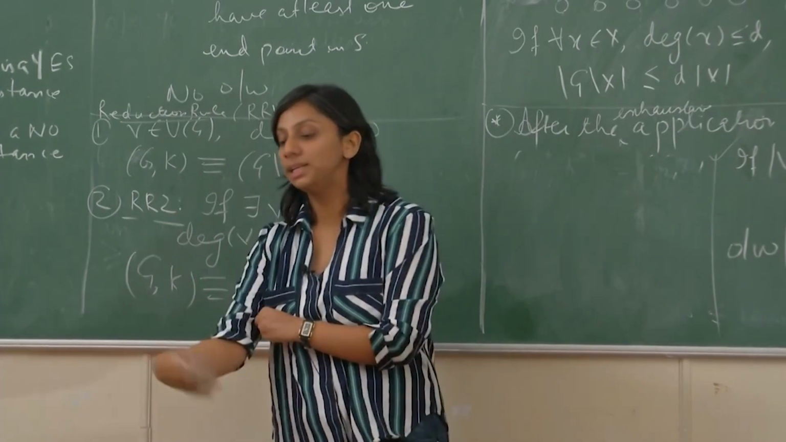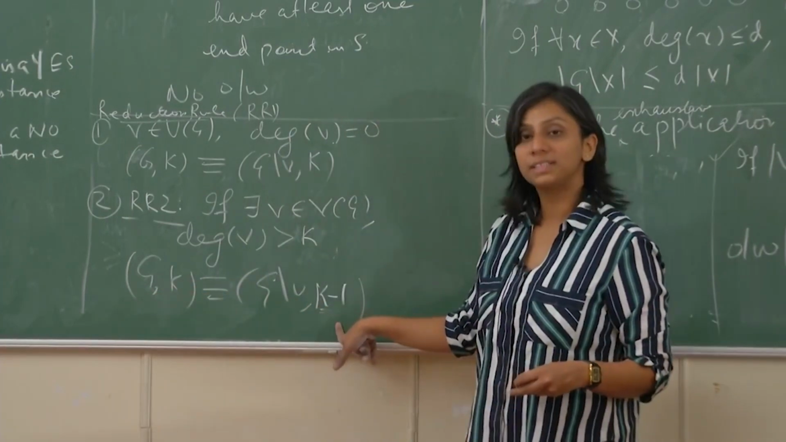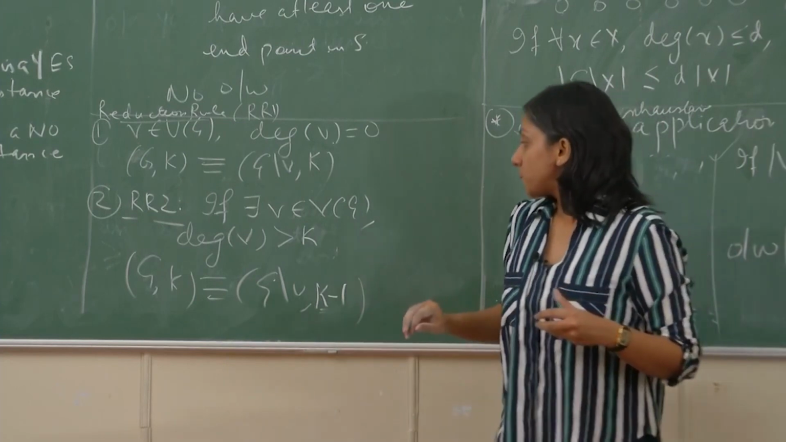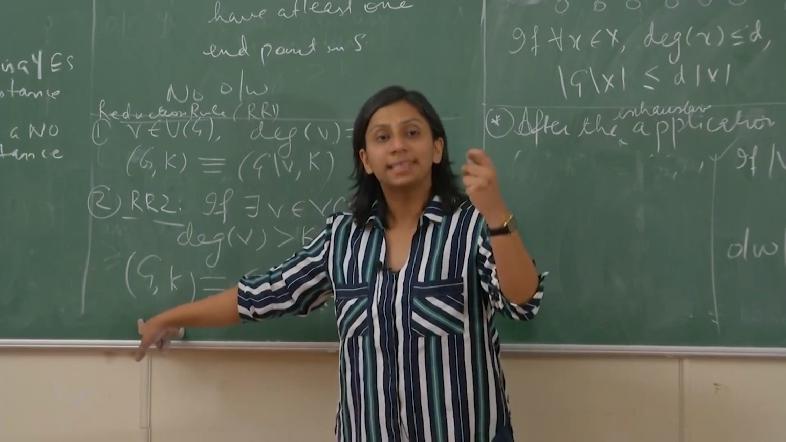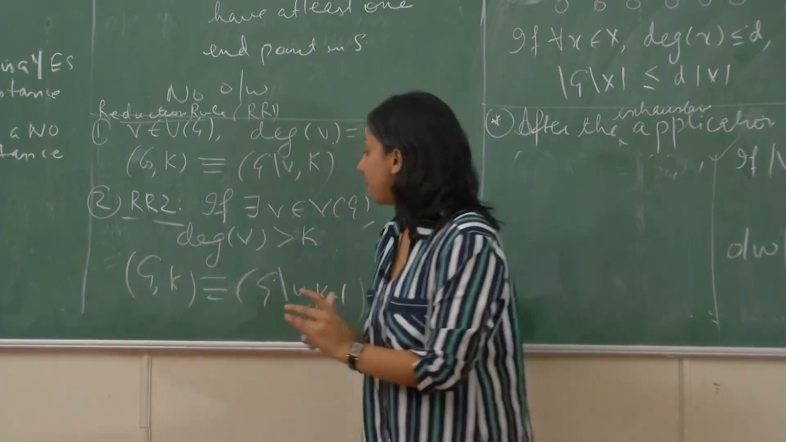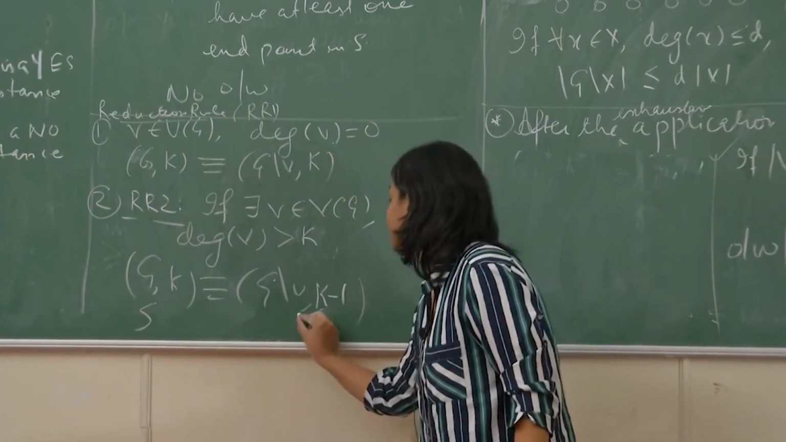So let's just quickly see. If this has a vertex cover of size k, will this have a vertex cover of size k minus 1? Why? See, you give me some vertex cover of this graph. Let's see why. Okay, suppose you give me a vertex cover S of this graph. Is S a vertex cover here?